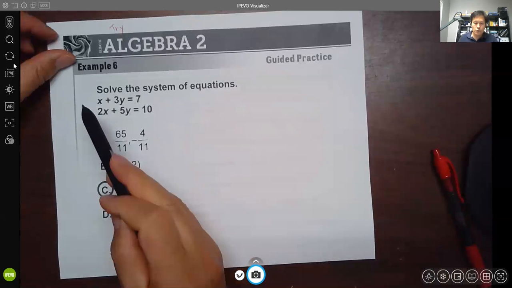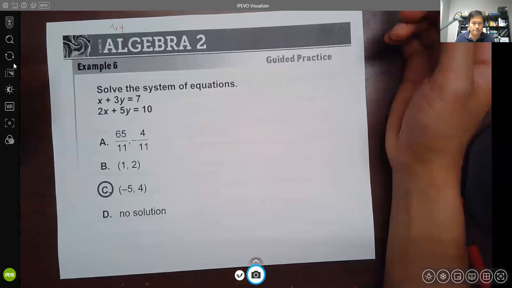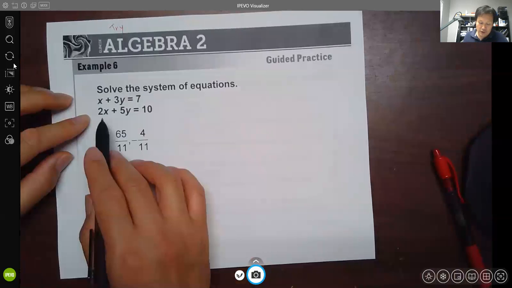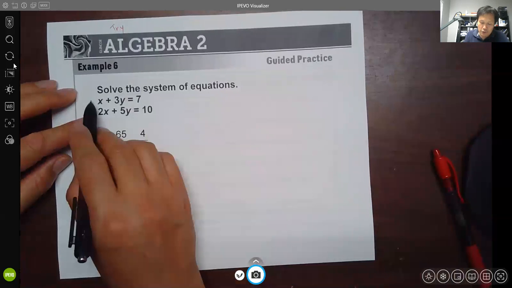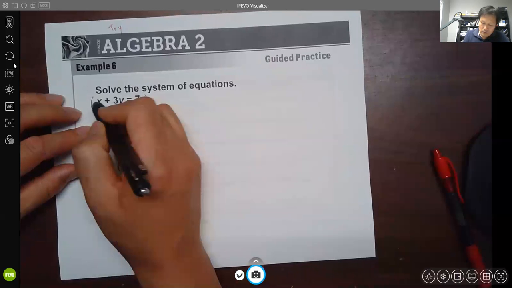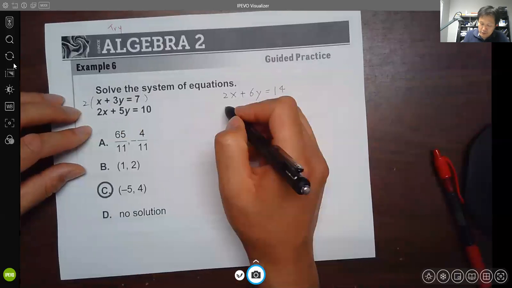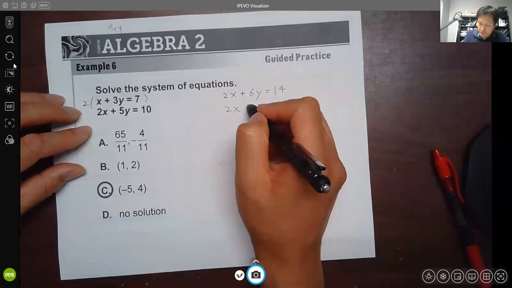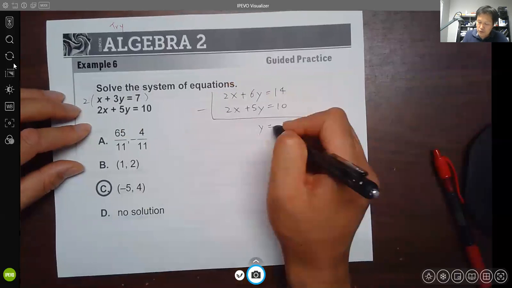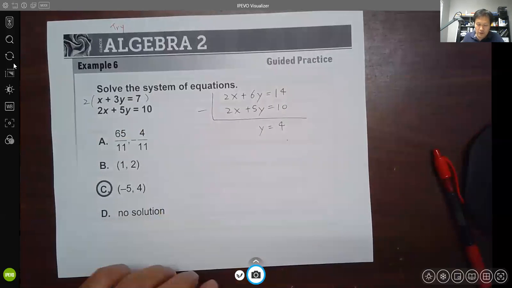So solve the system of equations. You try this. Pause it. Please try. Okay, I will definitely use elimination for this. So I will multiply the first equation by 2 because I want to eliminate x. So multiply by 2 here: 2x, 6y, and 2x plus 5y. I'm going to subtract. So 2x is gone. 6 minus 5. So y equals 4. There's only one answer with y at 4. You're done.